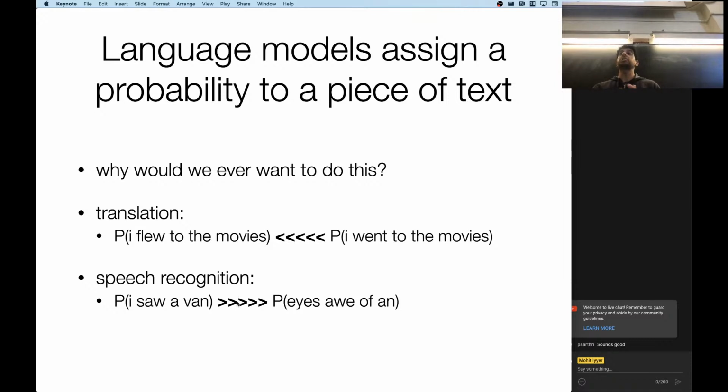In speech recognition, this is another task where it's similarly important, right? You might have multiple candidates of what was actually said. So it could be either "I saw a van" in this example or "eyes of an". Those sound similar, but obviously one is more probable than the other. So a language model is useful for computing this joint probability of a piece of text.